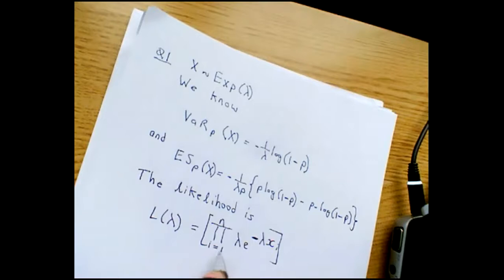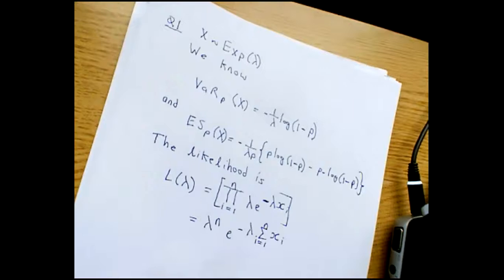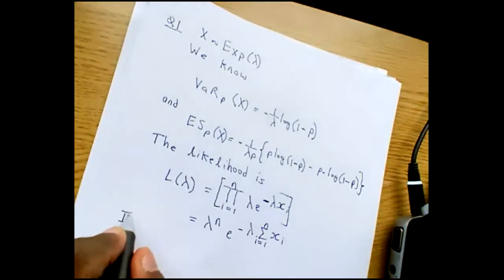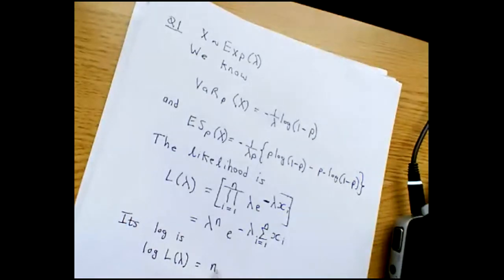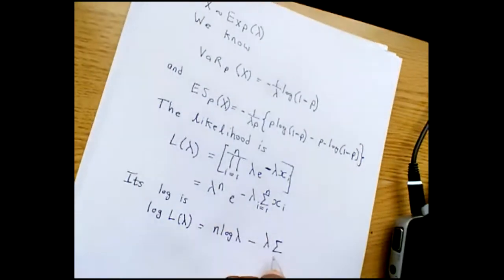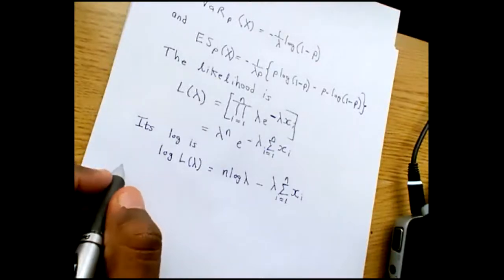Now if you simplify this, you will get this, right? Now the next thing to do is take the log. You take the log of the likelihood function, which will be n log lambda minus lambda times the sum of x_i. And the next thing to do is the derivative.